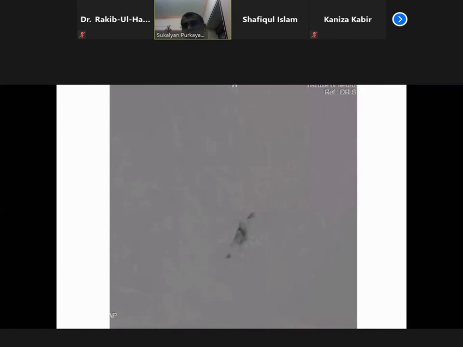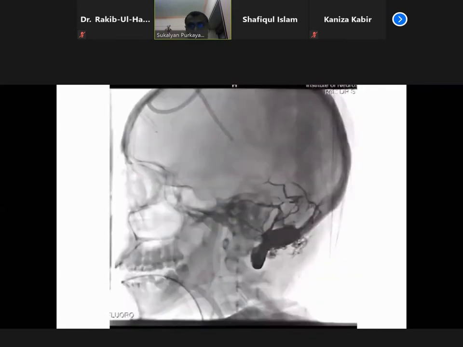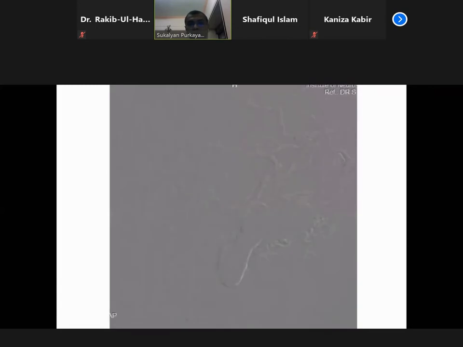You have to juggle forward if you do not have a biplane, both AP and lateral view. So these are the branches of the occipital arteries which are filling. The whole of the sac is gone. Now again you do all the branches selectively. So the middle meningeal, ascending pharyngeal artery, anterior and posterior branch, no filling of the fistula, normal filling.